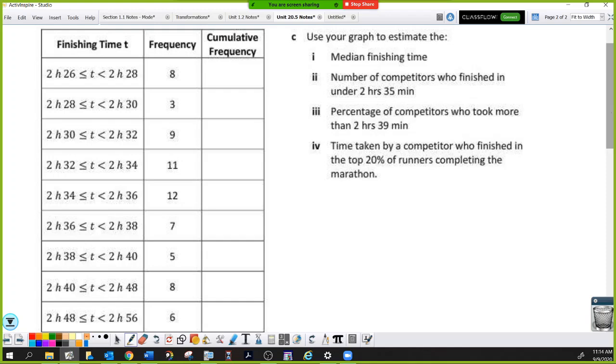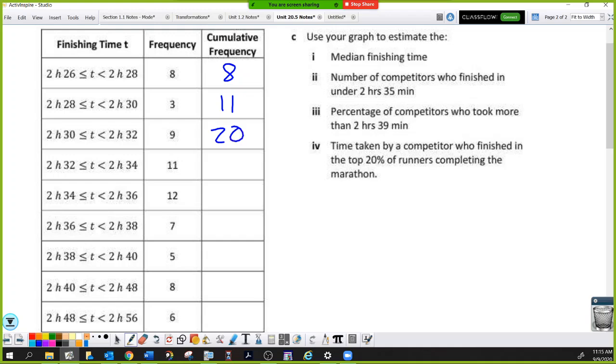So part A, let's fill up our cumulative frequency column. Remember, this is a race, so lower times equals better, right? The first group of people from 2 hours 26 minutes to 2 hours 28 minutes was 8. So the cumulative frequency at that point is just 8, right? But the next group from 2:28 to 2:30, there's 3 more people. So at this point, we have 11 people finishing the race. 9 more from 2:30 to 2:32. So now 20 people have finished the race.